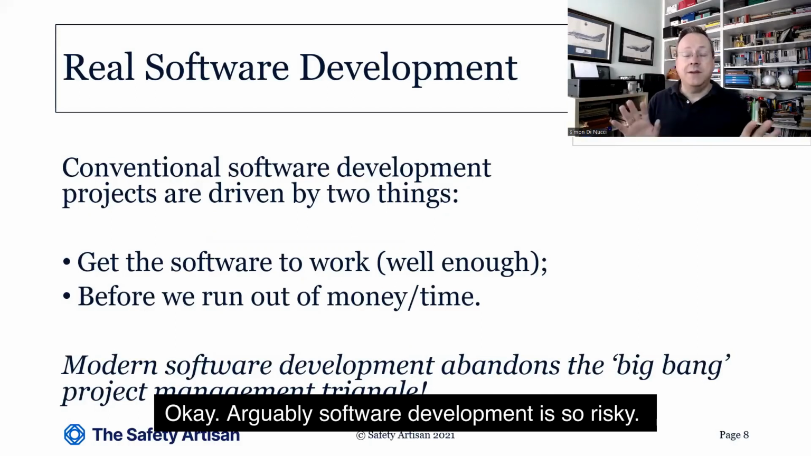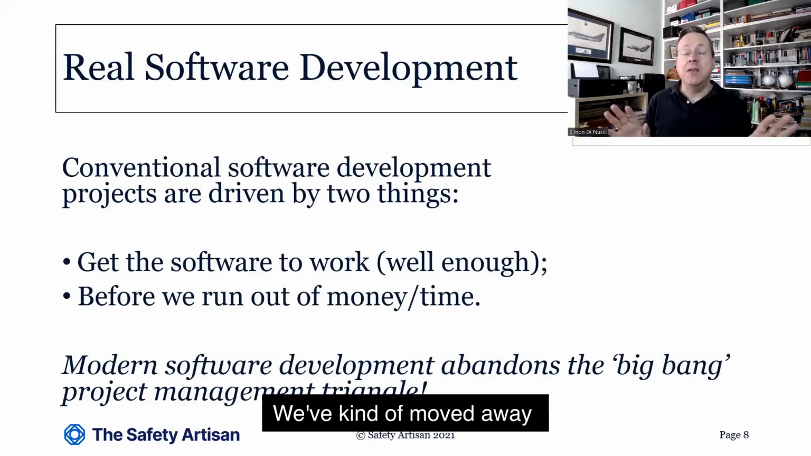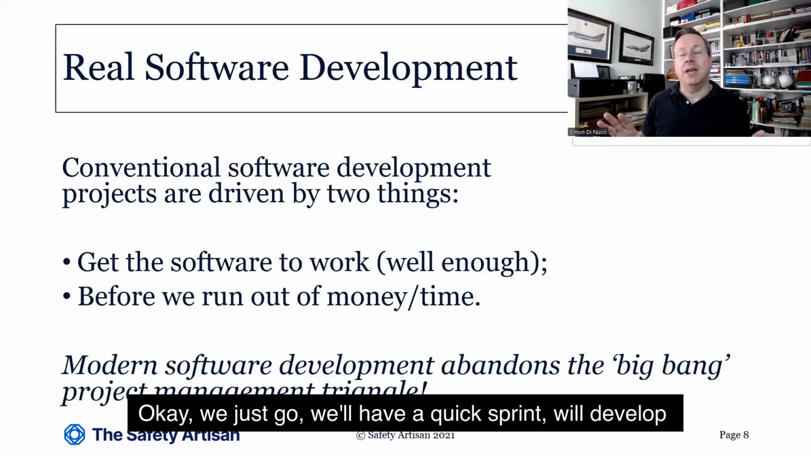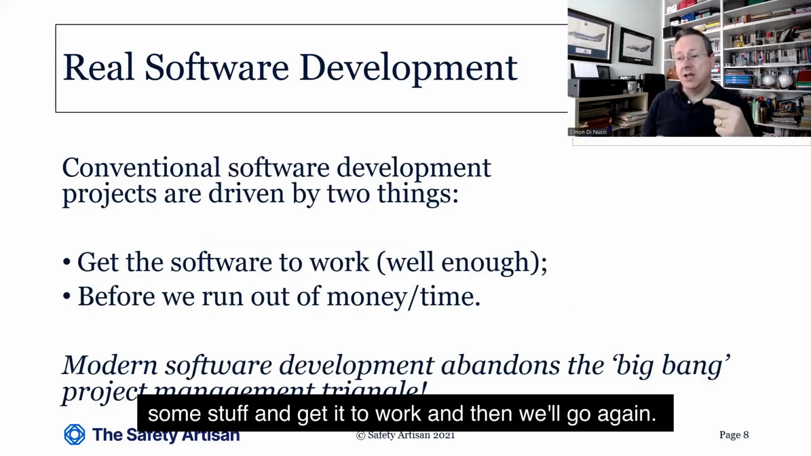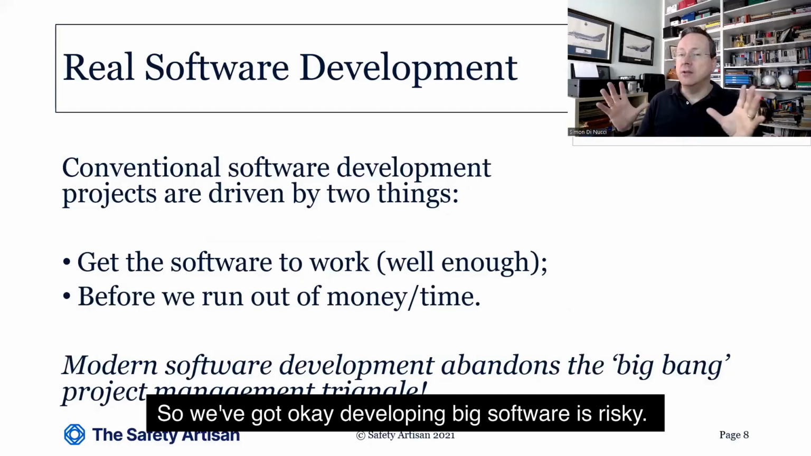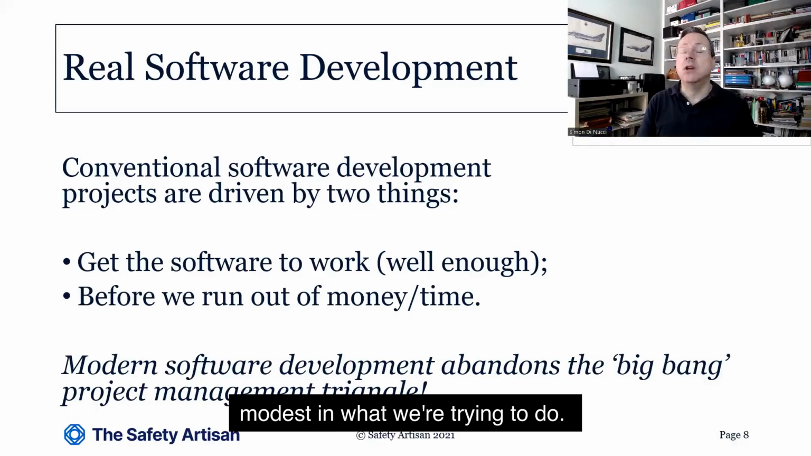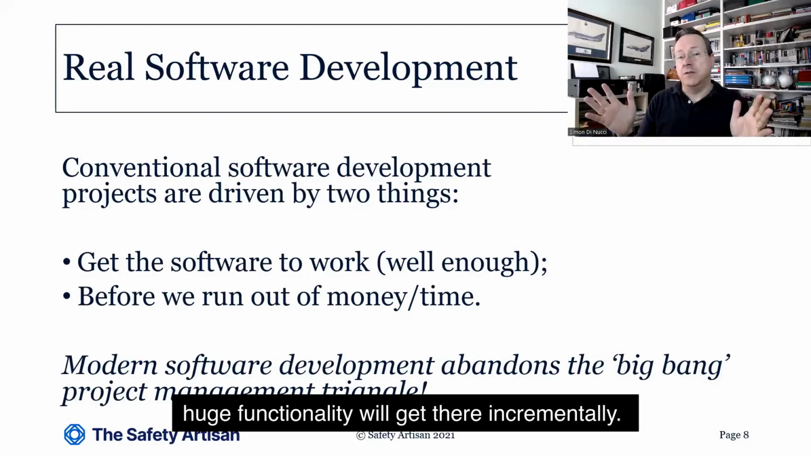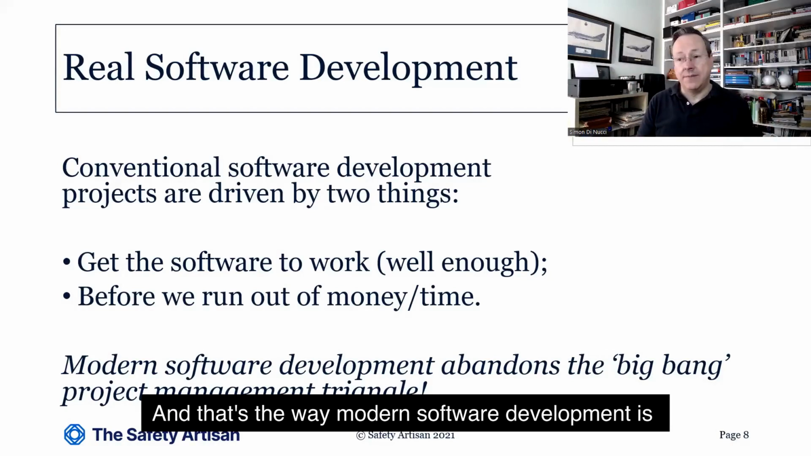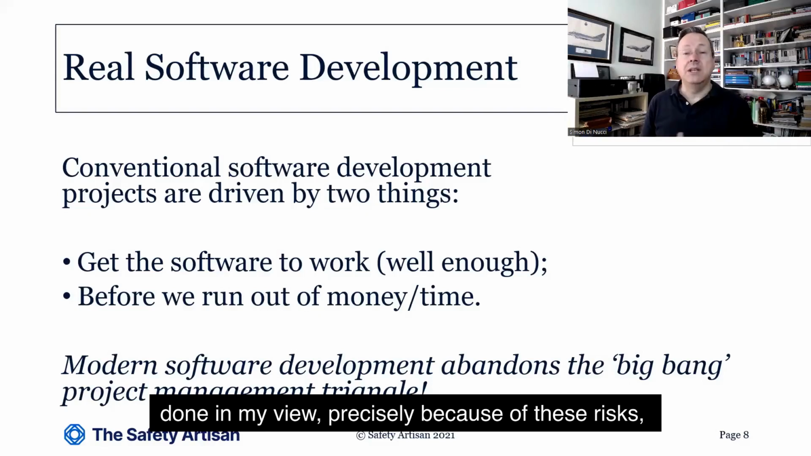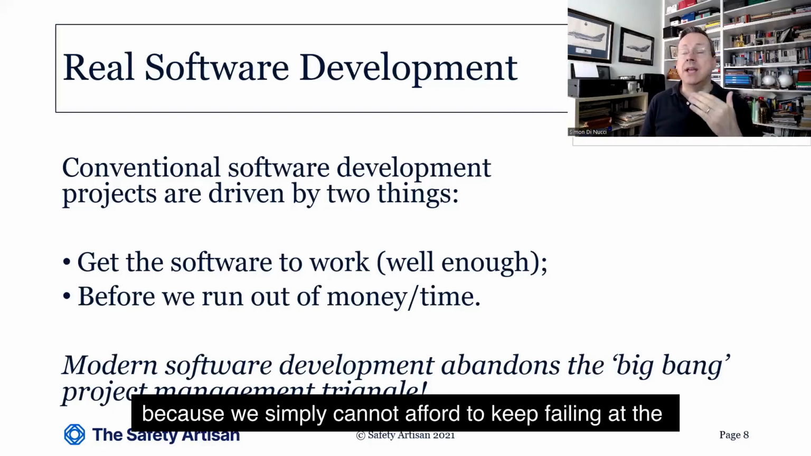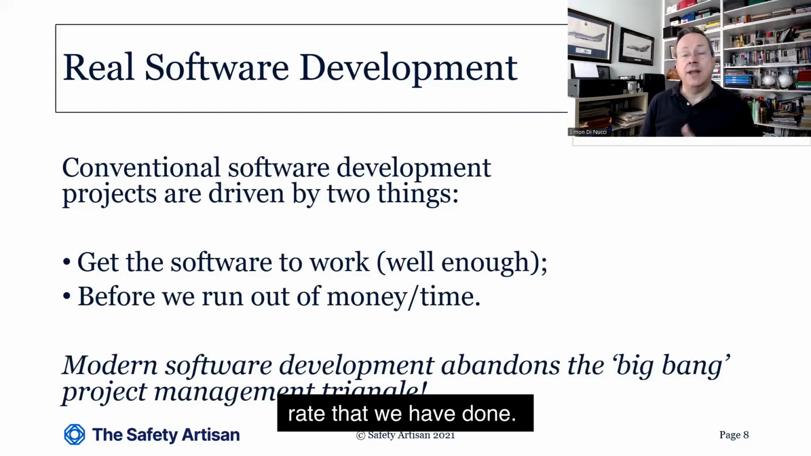Arguably, software development is so risky, we've kind of moved away from even trying to attempt that, okay? We just go, we'll have a quick sprint, we'll develop some stuff and get it to work, and then we'll go again. So we've gone, okay, developing big software is risky, so we'll make it very small. And by the way, we'll be very modest in what we're trying to do. We won't try and aim for huge functionality. We'll get there incrementally. And that's the way modern software development is done, in my view, precisely because of these risks, because we simply cannot afford to keep failing at the rate that we have done.